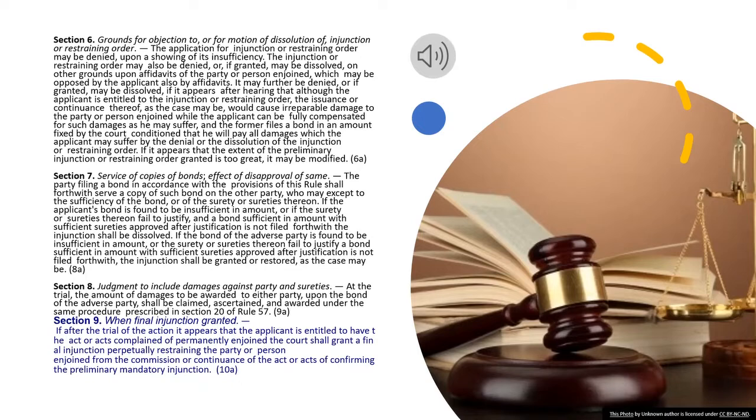It may further be denied, or if granted, may be dissolved, if it appears after hearing that although the applicant is entitled to the injunction or restraining order, the issuance or continuance thereof, as the case may be, would cause irreparable damage to the party or person enjoined, while the applicant can be fully compensated for such damages as he may suffer, and the former files a bond in an amount fixed by the court conditioned that he will pay all damages which the applicant may suffer by the denial or the dissolution of the injunction or restraining order.